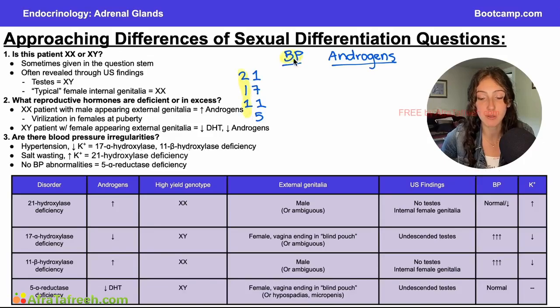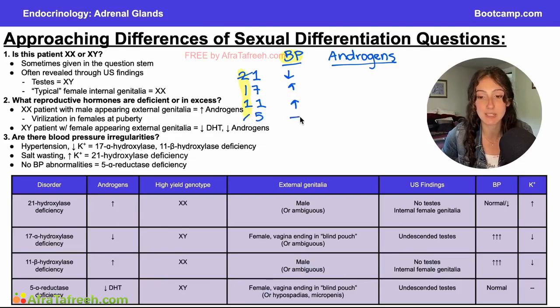if there's a 1 in that column, we are going to see elevated blood pressure. So the differences of sexual differentiation with elevated blood pressure will be anywhere where there's a 1 in that first column. So that would be 17 alpha hydroxylase deficiency or 11 beta hydroxylase deficiency. In 21 hydroxylase deficiency, you're actually going to see a decrease in blood pressure. There is no 1 in that first column, so you're not going to see elevated blood pressure. And then similarly, in 5 alpha reductase deficiency, you are not going to see an elevation in blood pressure.